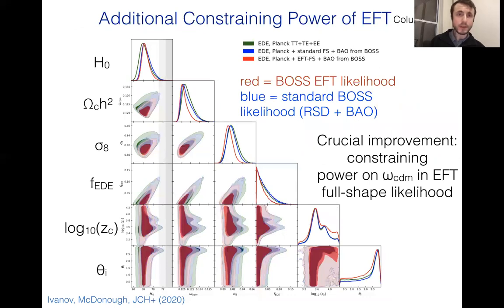What's responsible for this increased precision in the constraints? It's really coming from the constraining power on omega CDM in this EFT BOSS likelihood. So the shape of the matter power spectrum is being probed in this first principles calculation of the galaxy power spectrum. And what's cool is that this is a case where you actually do see gains coming from using the EFT-based likelihood instead of the standard galaxy power spectrum likelihood based on redshift-space distortions and BAO. And if you compare the blue curves here to the red curves, you can see that indeed there are tighter constraints. So I think this is a nice illustration of the power of this theoretical approach.